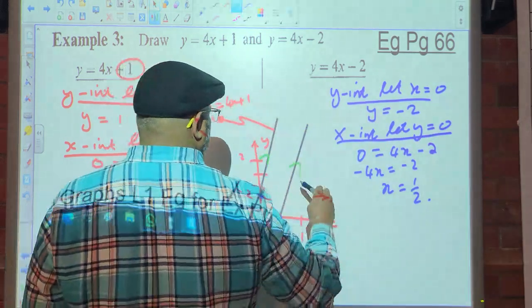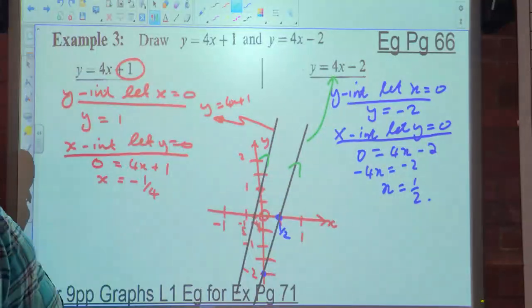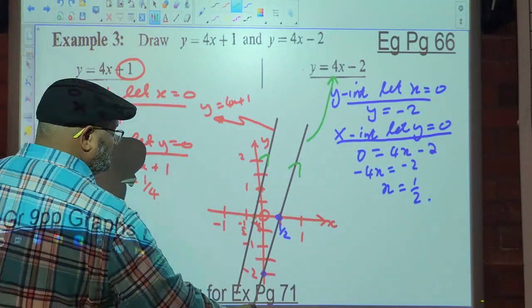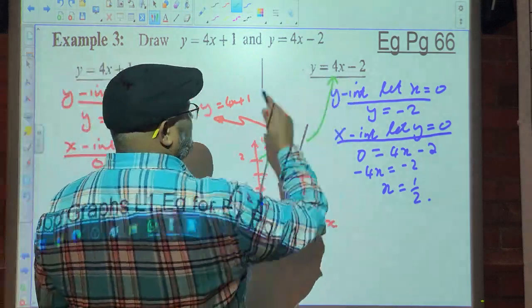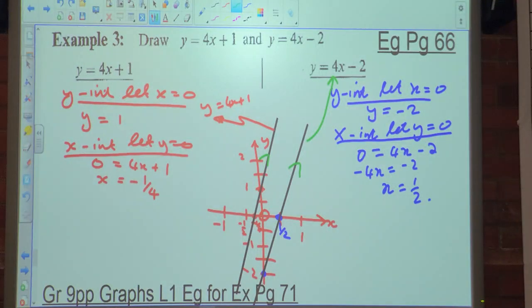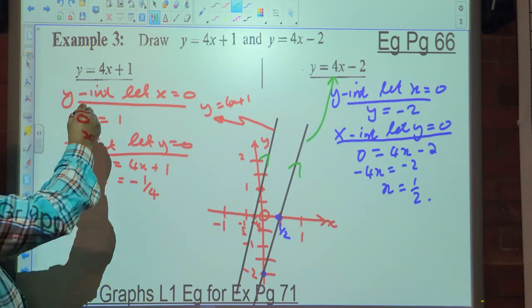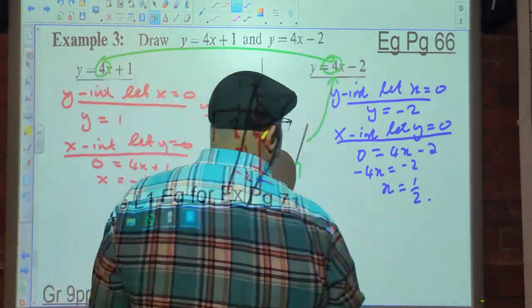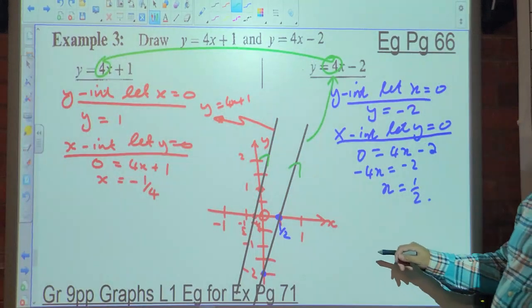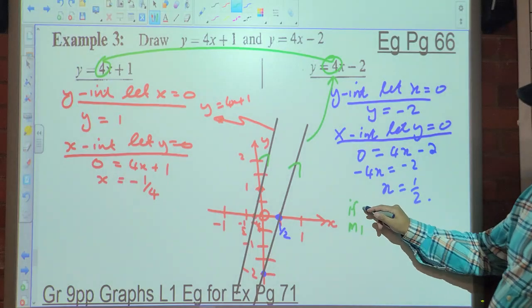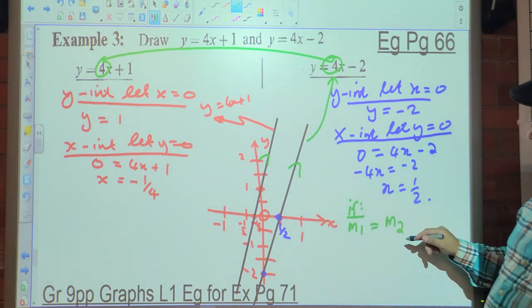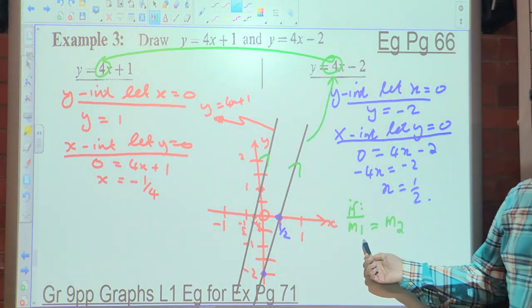So, looking at the equations, what do I notice? If I look at the equations, we got y is equal to 4x plus 1 and y is equal to 4x minus 2. What do you notice? They're the same M, which is your gradient. Can you see that? So if gradients are the same, what do we know? Lines will be parallel. So make that note there. M1 is equal to M2, which means to say the gradient of the first line is equal to the gradient of the second line.